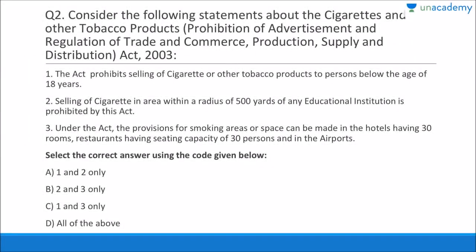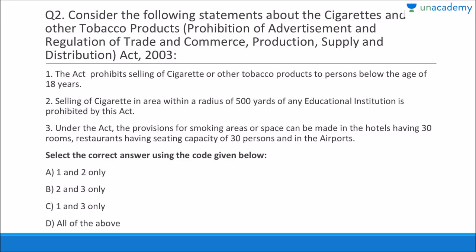Question number 2. Consider the following statements about the Cigarettes and Other Tobacco Products (Prohibition of Advertisement and Regulation of Trade and Commerce, Production, Supply and Distribution) Act. The act prohibits selling of cigarettes to a person below the age of 18 years. That is correct. Selling of cigarettes in an area within a radius of 500 yards of any educational institution. This is wrong here. This is 100 yards. So since the second is wrong, the answer is C, 1 and 3.